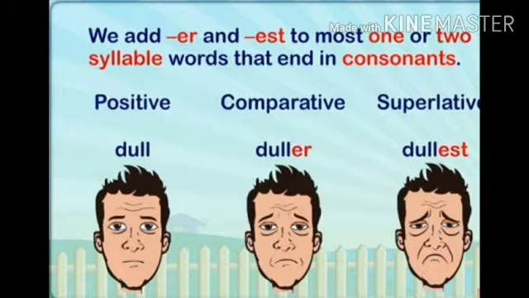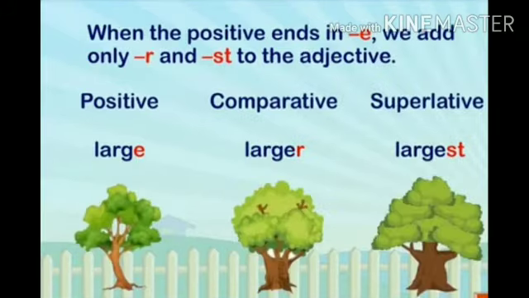We add er and est to most one or two syllable words that end in consonants. Positive word dull. When changed to comparative, it will become duller, and when changed to superlative, it will become dullest. Next rule, when the positive ends in e, we add only r and st to the adjectives.